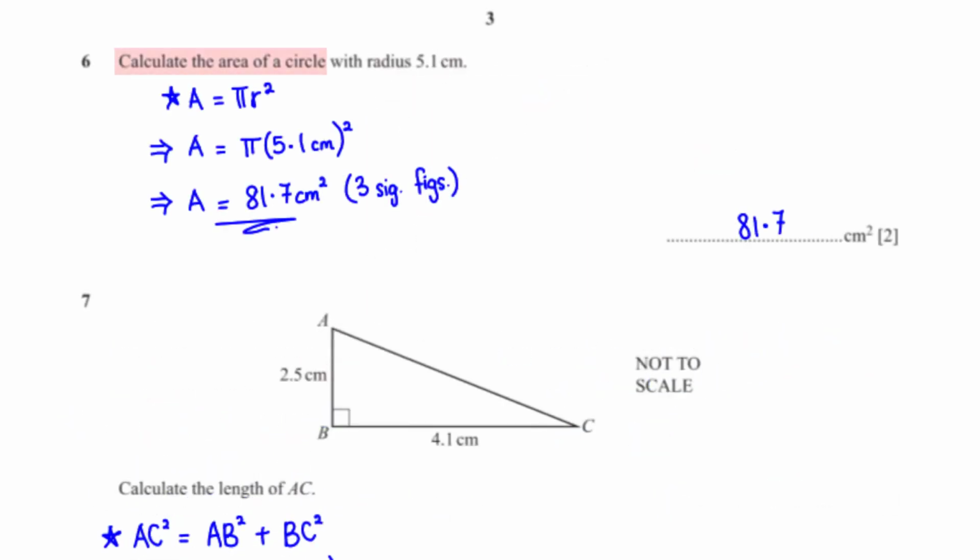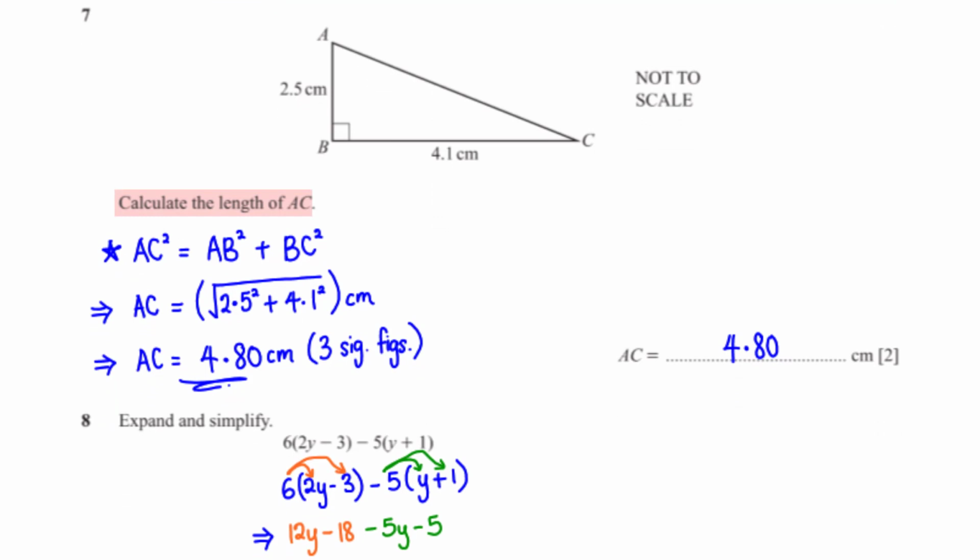Calculate the area of a circle with radius 5.1 centimeters. So we know the formula for finding the area of a circle, and that is pi r squared. We've been given the radius of the circle as 5.1 centimeters, and when we slot that into the formula, we get pi times 5.1 centimeters squared. When we type this into the calculator, we get a final answer of 81.7 centimeters squared, correct to 3 significant figures.